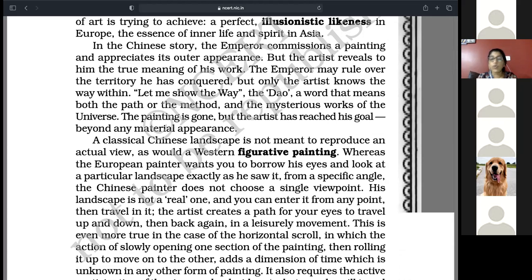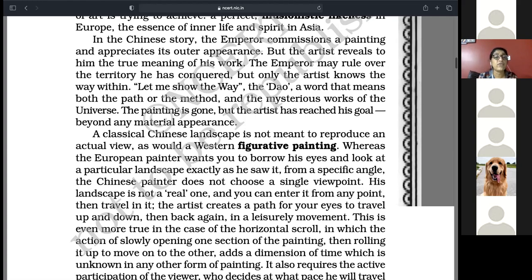Whereas the European painter wants you to borrow his eyes and look at a particular landscape exactly as he saw it from a specific angle. The European view is that you need to see the view from his point of view. Whereas the Chinese does not choose a single viewpoint. He wants you to enter, he wants you to understand the abstract idea. The landscape is not the real one and you can enter it from any point, then travel in it.